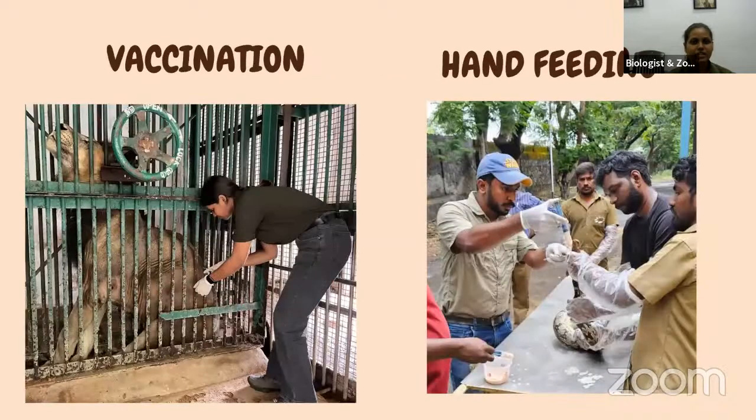What we do in the zoo is also vaccinate all the animals, and if an animal is sick and not eating, we try to hand feed the animal. In the second picture, you can see there is a python being hand fed using a syringe. The syringe contains mashed chicken so that we can push it into the stomach of the python.